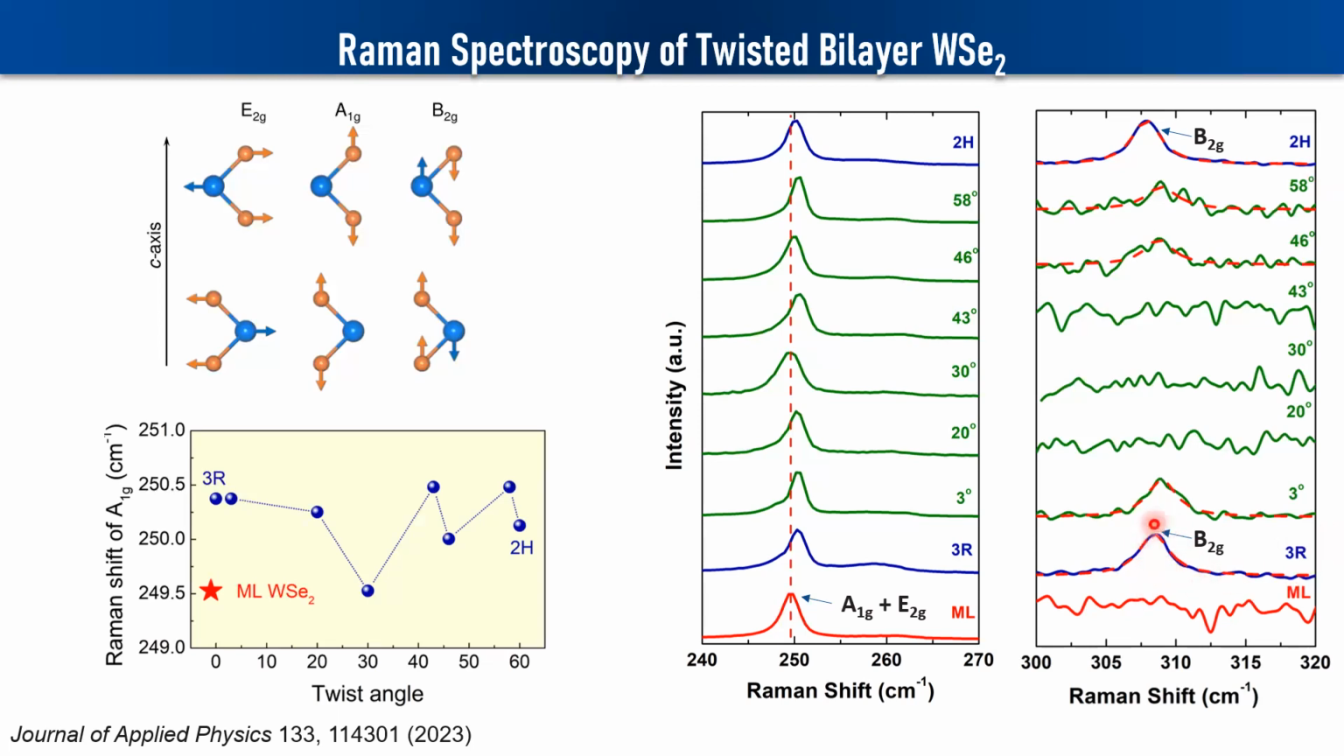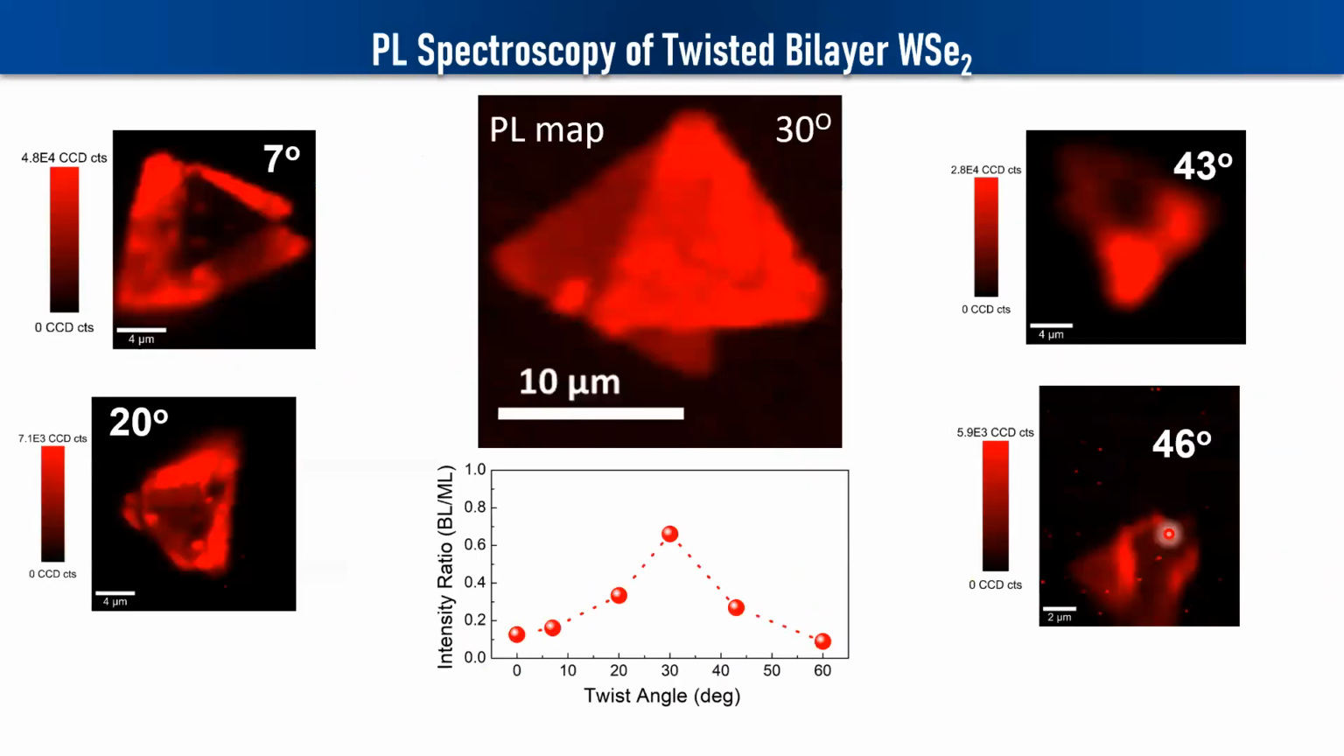So this B2G peak actually gradually goes away. And as you reach 30 degrees Celsius, there is absolutely no evidence of a B2G peak. So this is interesting because this clearly says that there is a strong decoupling between the two layers as you increase the twist angle from 0 to 30 degree, or from 60 degree to 30 degree. So let us try to understand.